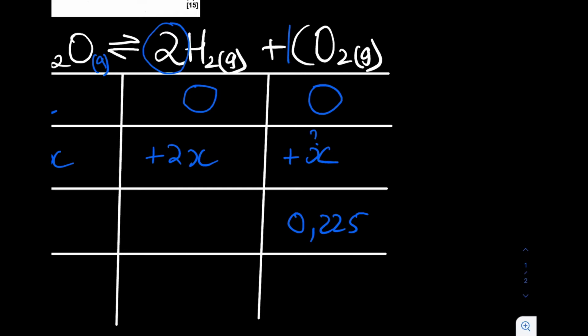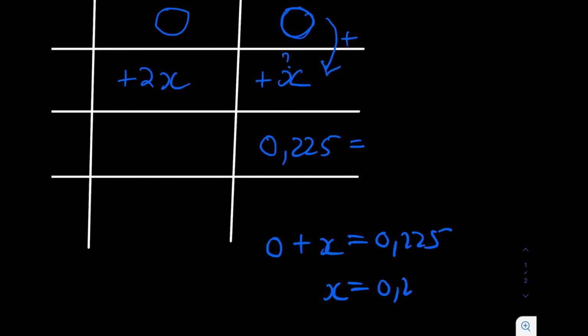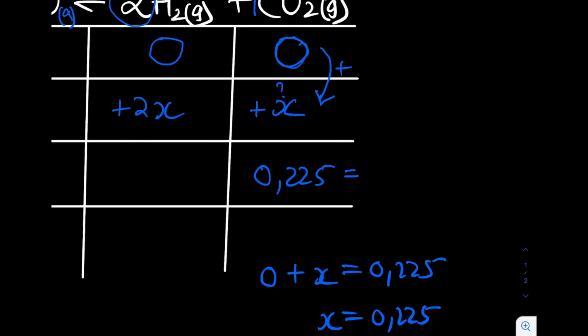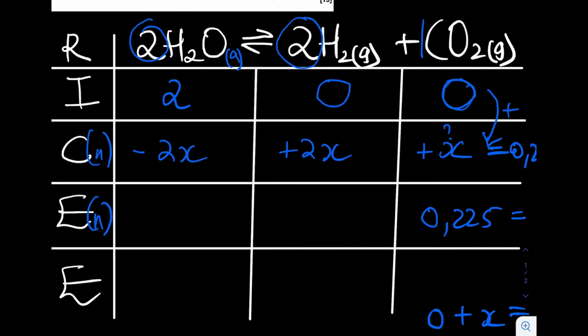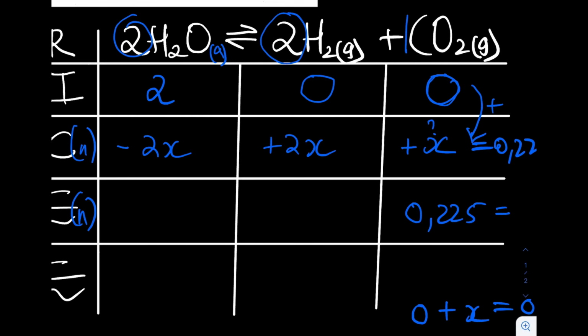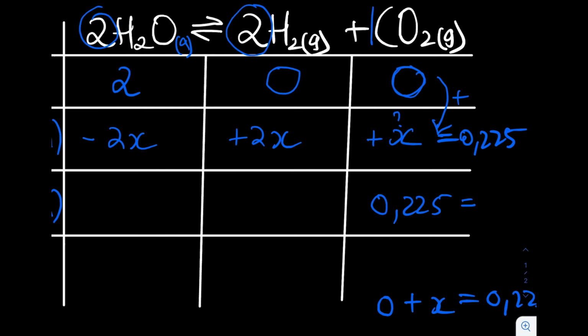Remember, in the product we're adding this value, so we'll say 0 plus x is equal to 0.225. And then our x is 0.225, right? So the value of x here is 0.225. Now we have the change in number of moles, so we're allowed to take this value of x and substitute there.